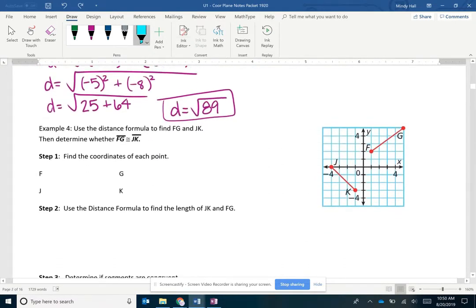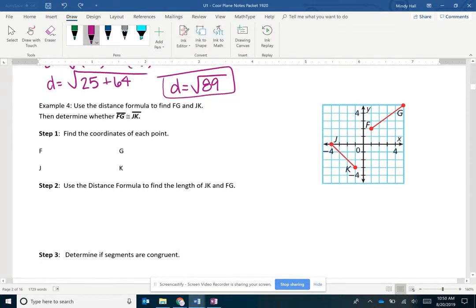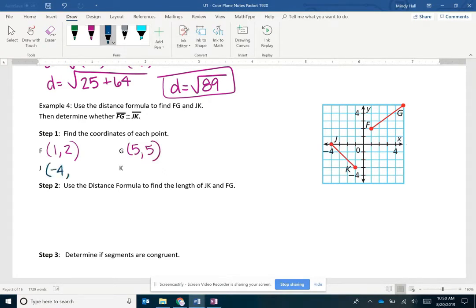So we are going to use the distance formula to find FG and JK and then determine if they are congruent or not. So first we need to find the coordinates of all these points. So F is 1 to the right, so that is 1 for the x, and up 2, so that is 2. G is 1, 2, 3, 4, 5 to the right, and 1, 2, 3, 4, 5 up. J is 1, 2, 3, 4 to the left, which would give us -4, and it doesn't go up or down, so it's just 0. And then K is left 1, so -1, and down 3, which is -3.